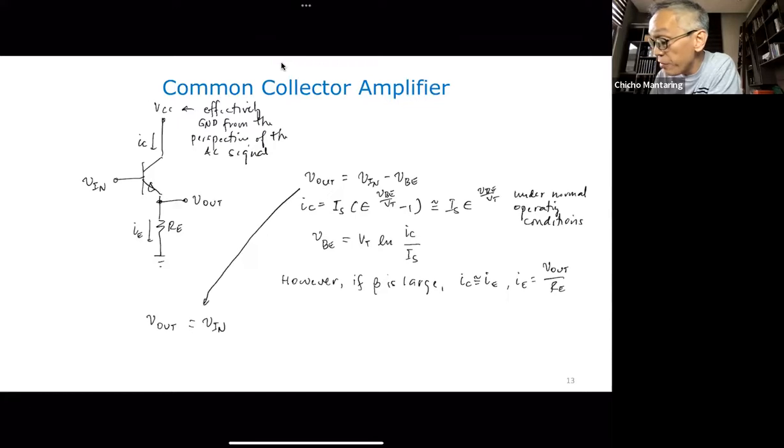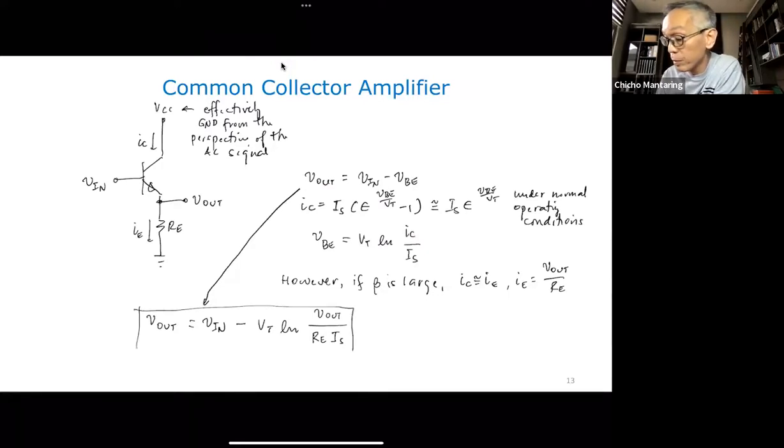minus VBE. Now what is VBE? VBE is V of T ln of I of C over I of S, and I of C is approximately equal to I of E. So we can substitute I of E here. You have V out over R of E times I of S. Given a particular value of V in, we should be able to solve for V out using this equation. Can we do that?